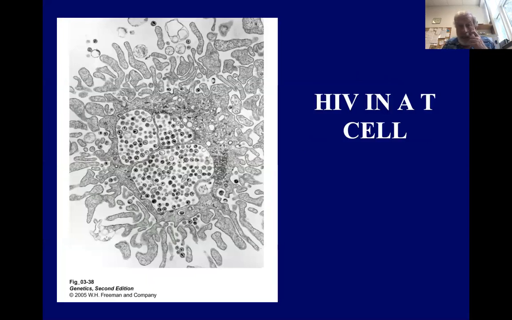So here are HIV virions in a T cell. So those things that look like little speckles of peppercorns or something in the middle there, those are the virions, and the cell's about to lyse and will be destroyed as it releases the new virions into the body.